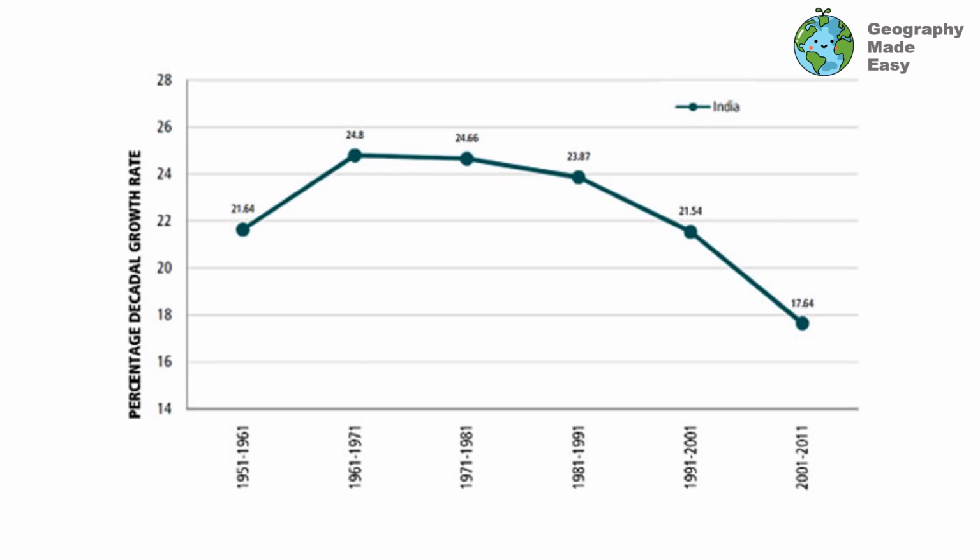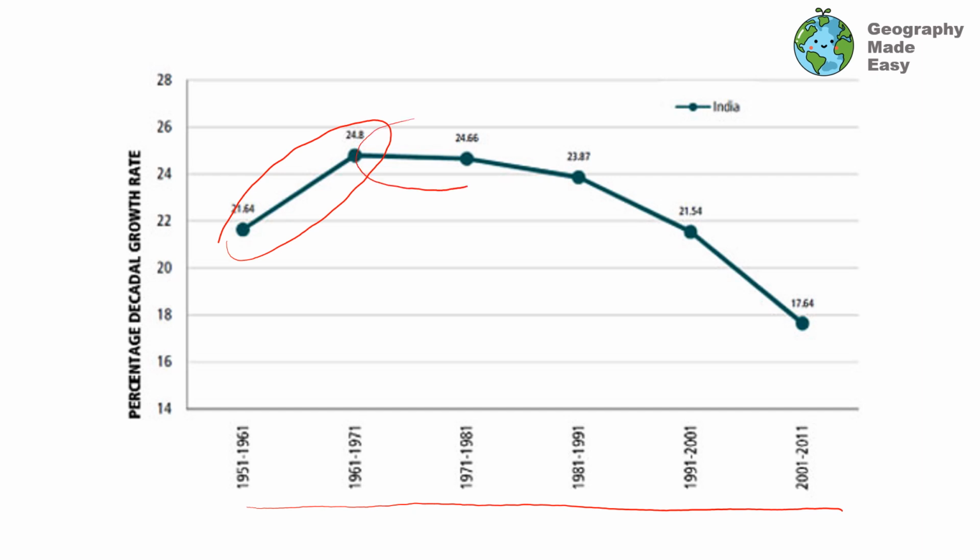Let us look at the decadal growth rate, the percentage of decadal growth rate. We have data from 1951 onwards, and we have seen that, apart from 1961 to 1971, when there was an increase in the decadal growth rate, every 10 years the growth rate is calculated, and it was more or less stagnant from 1971 to 1981. From 1981 onwards, we are seeing a decline.